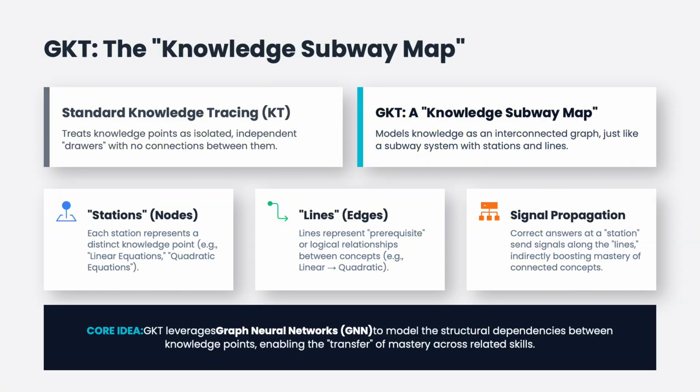Skills are connected. GKT changes this by thinking of knowledge as a subway map. Each station on the map is a specific skill, like addition or grammar. The lines connecting the stations represent the relationships between these skills, like how you need to learn addition before you can tackle multiplication. When a student learns or forgets a skill, a station, this creates a signal that propagates through the connected lines, affecting their understanding of related skills. This interconnected view gives us a much more realistic model of how knowledge truly develops.